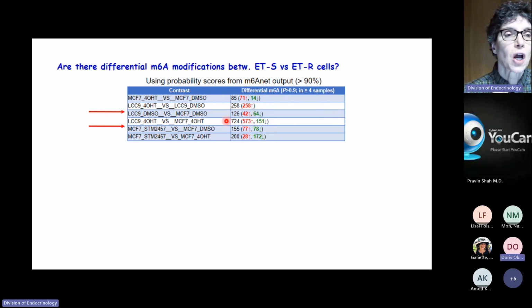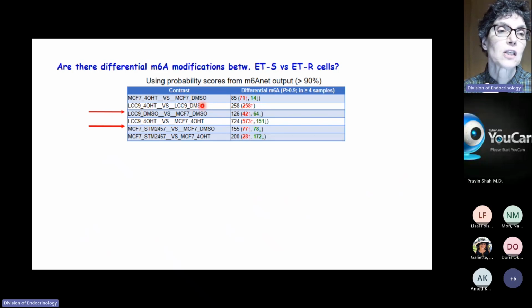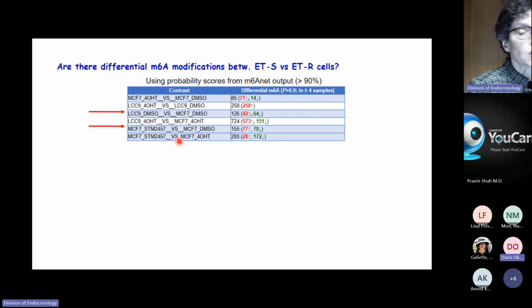And we see the most transcript changes in MCF7 4-hydroxytamoxifen treated versus LCC9 4-hydroxytamoxifen treated. And we also see changes between the LCC9 4-hydroxytamoxifen treated versus the vehicle control, and STM2457 treated cells compared to vehicle control or to 4-hydroxytamoxifen. And interestingly enough, with the STM2457 treatment, we see both increased m6A and decreased m6A, so that there could be an intermediary target for STM2457 inhibition of methyltransferase activity.